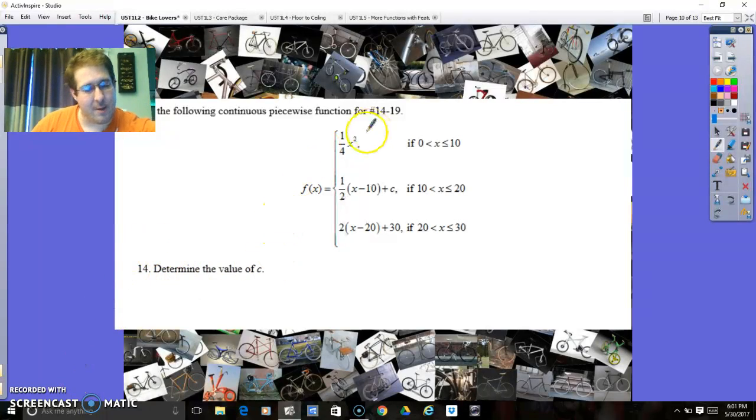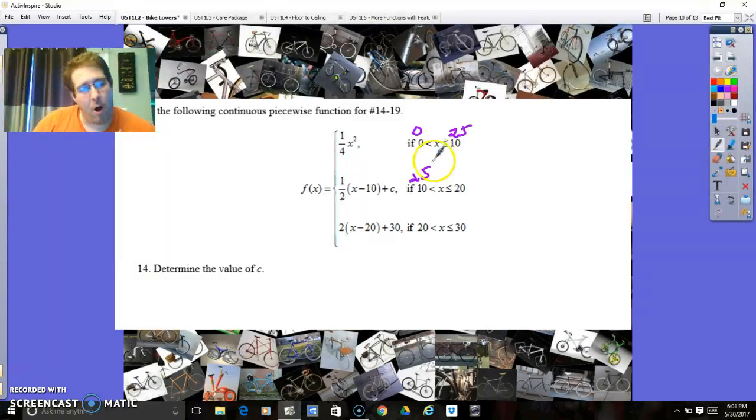Determine the value of C. Now, remember what we did last time? Remember how when it's in standard form, this number is always the same as the previous one ended. So that's what I'm going to do first. I'm going to put 10 in for x and solve. 10 squared is 100. 1/4 of 100 is 25. Now, I know 0 in for x is 0. 0 times 1/4 is 0. So it started at 0. I'm going to end it at 25. That means this piece has to also start at 25.